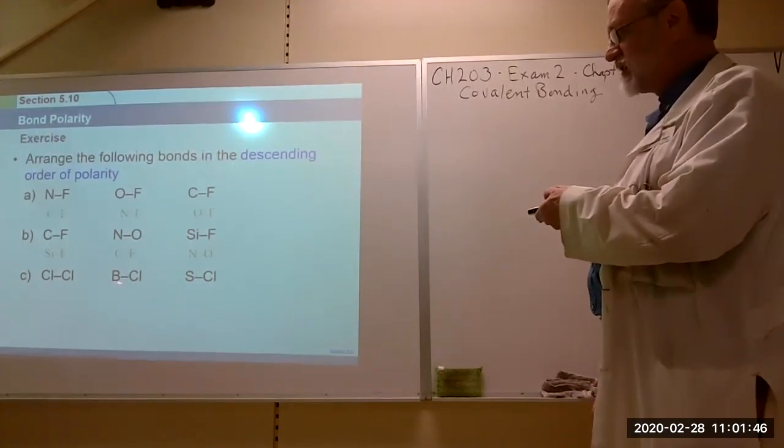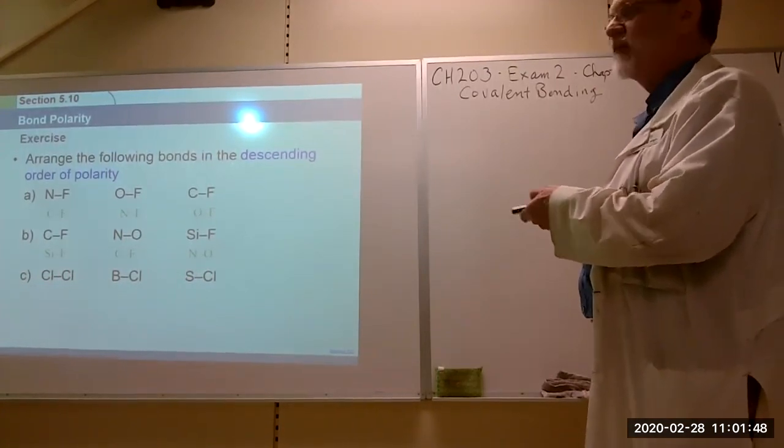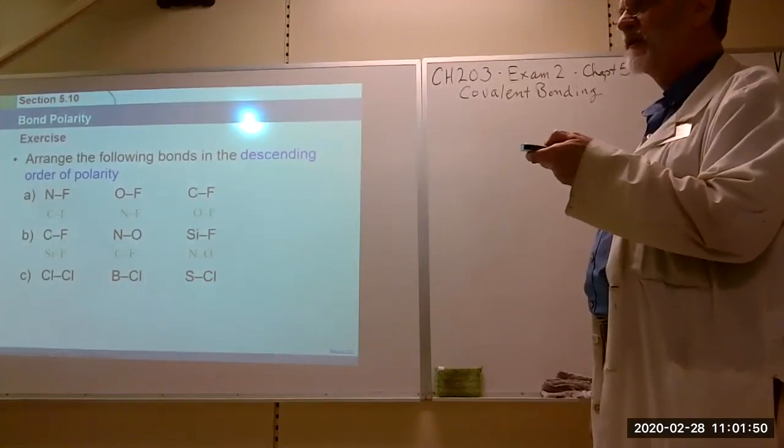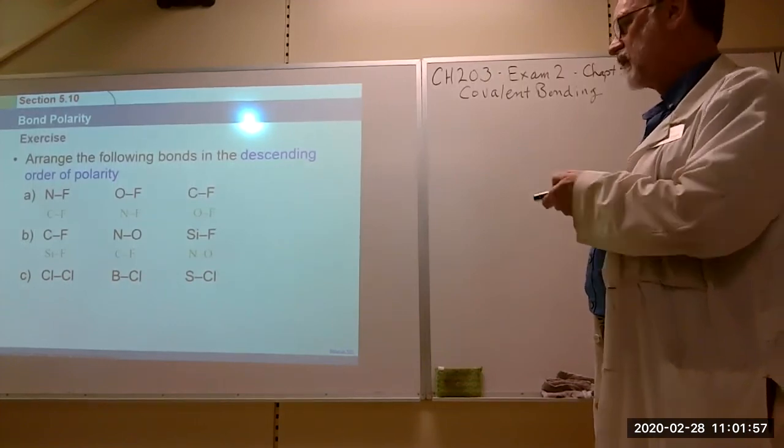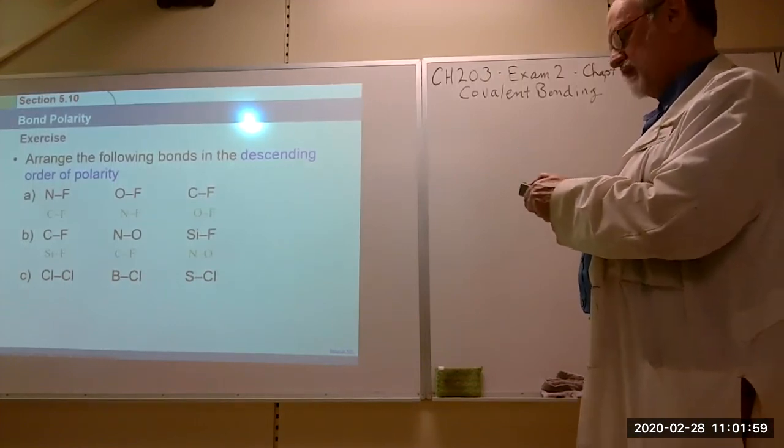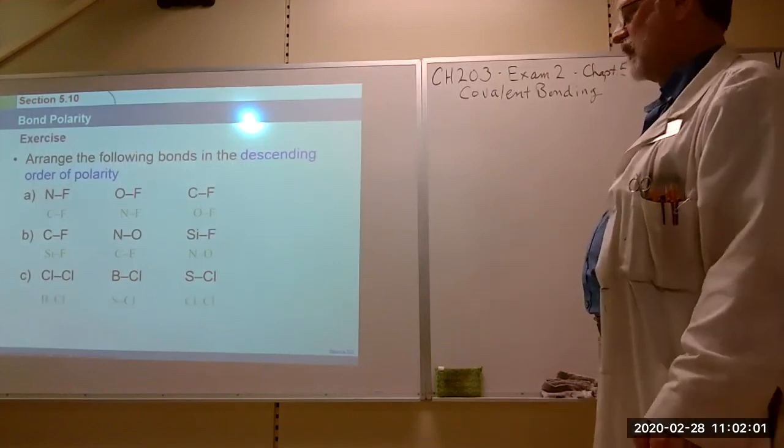Then we just need to decide between boron and sulfur and chlorine. So boron's over here, sulfur's over there. I'd say boron and chlorine first, then sulfur and chlorine, and then chlorine.